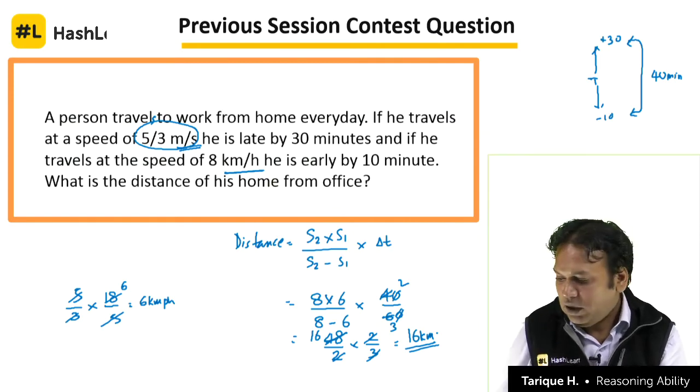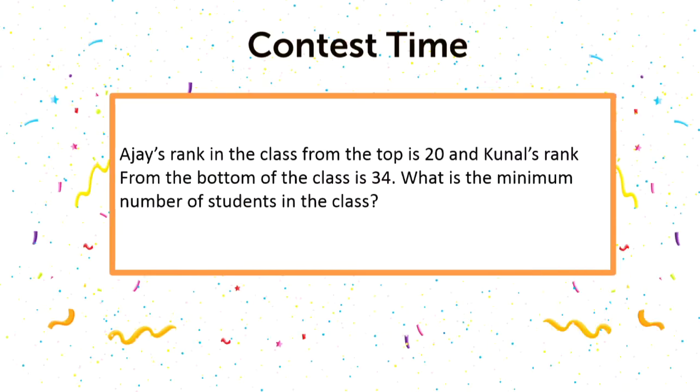Now let's see the contest question for today's session based on order and ranking. Ajay's rank in the class from the top is 20 and Kunal's rank from the bottom is 34. What is the minimum number of students in the class? Number of students is not given to you. Ajay's rank from the top of the class is 20, so rank of one person from the top, and Kunal's rank from the bottom of the class is 34. What is the minimum number of students in the class? What is the minimum possible number of students?